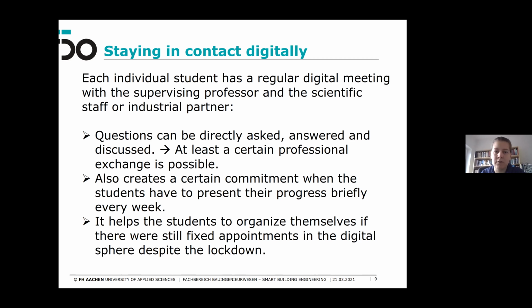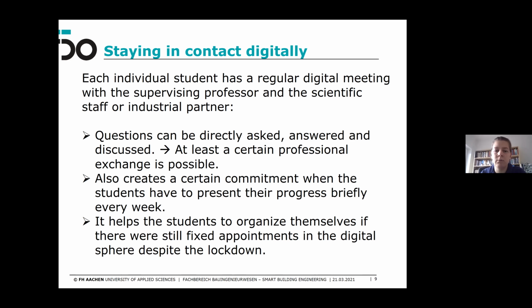So at least you have a certain professional exchange, and also to create a certain commitment when the students have to present the progress briefly every week. Most students reported that it helped them a lot to organize themselves if they still had a fixed appointment in this digital sphere despite the lockdown.